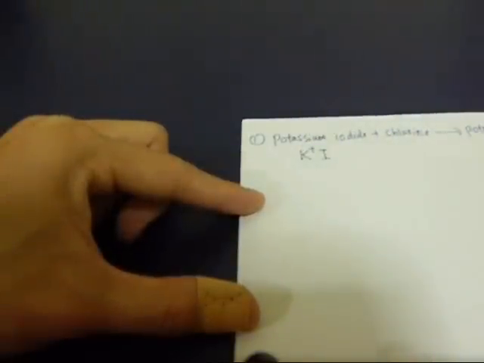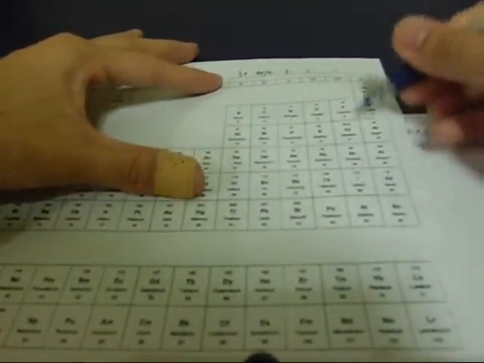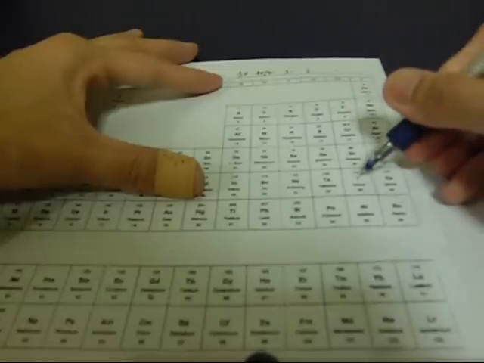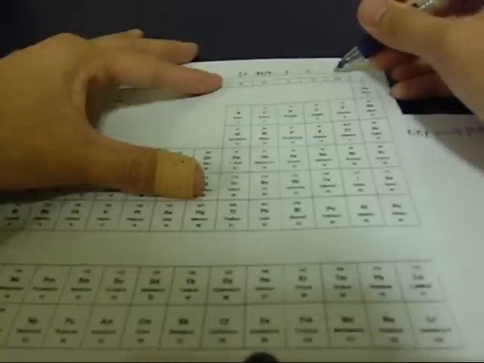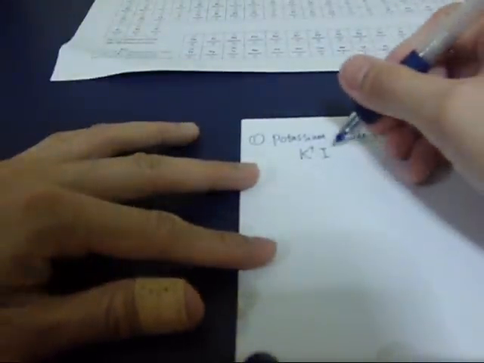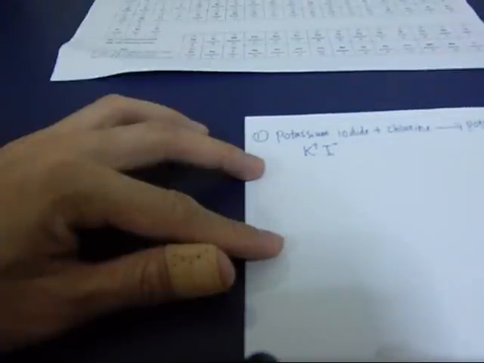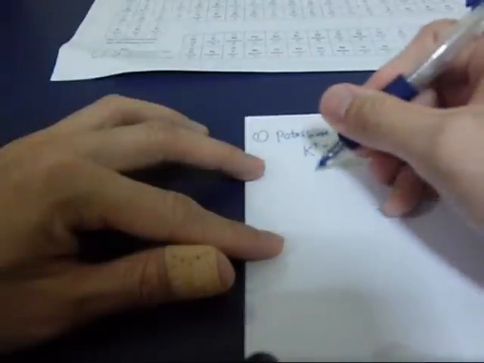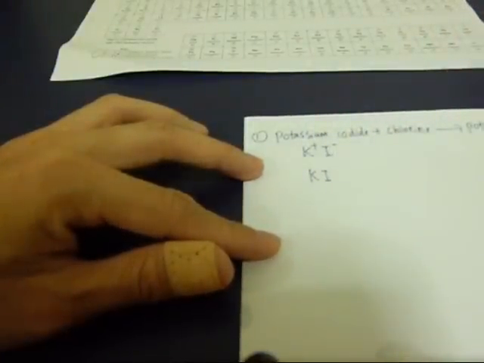Now iodine is in group 7. Okay, this is your iodine, group 7, and a group 7 element would form ions with the charge of 1 negative. Okay, so your iodine will form an ion by the name of iodide ion, and the charge is 1 minus. So if we join these two together, the chemical formula for potassium iodide will become KI.